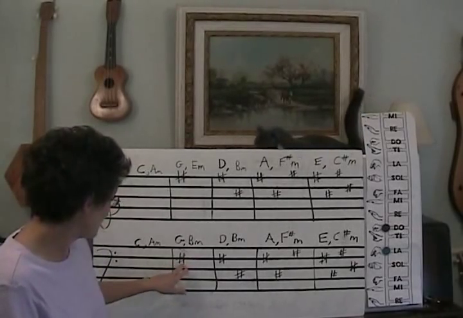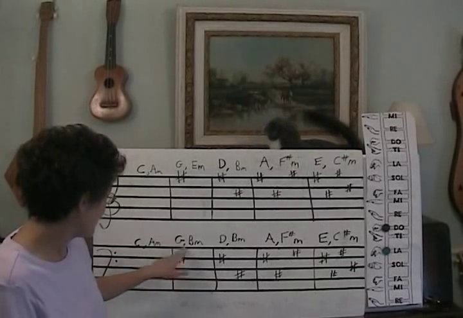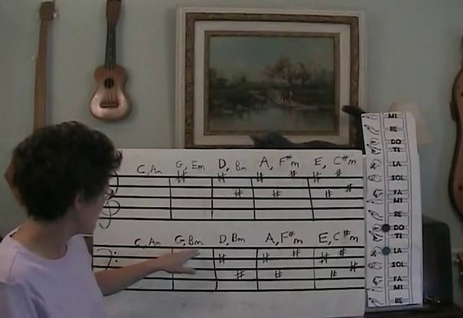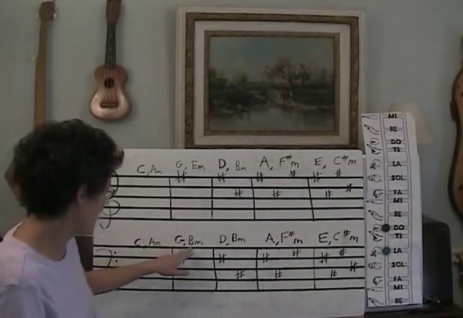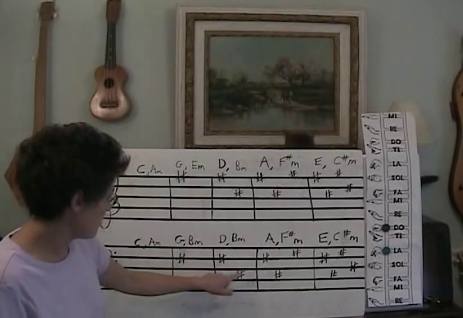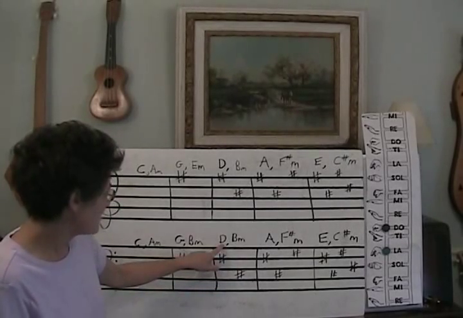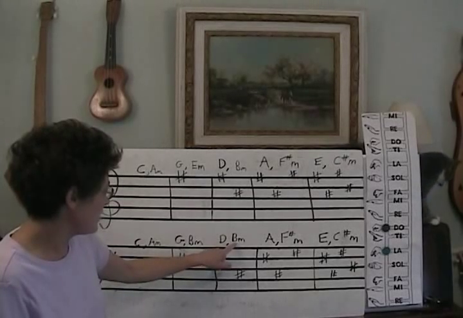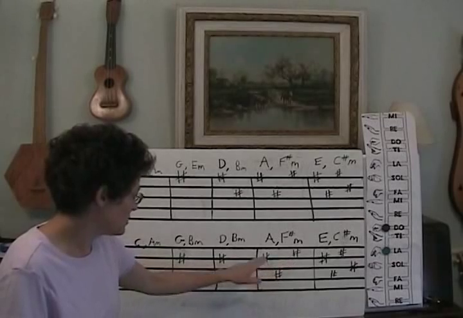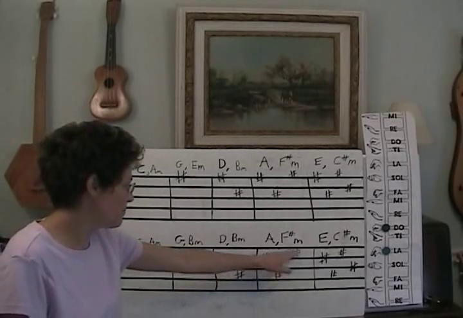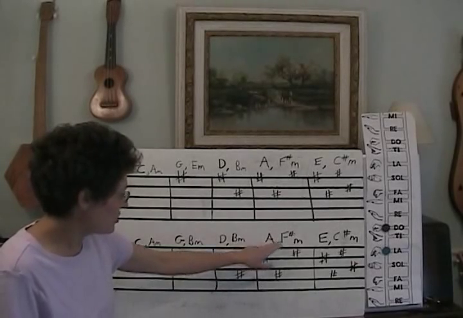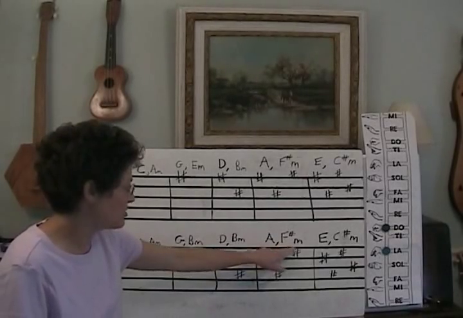Our next one has one sharp, F sharp, and we go up a half step to get our tonic for the major, which is G, G major, and we go down two steps and we have E minor. Then we have two sharps, F sharp and C sharp, C sharp to D, that's our tonic, and we have the relative minor of B minor. Then we have three sharps, F sharp, C sharp, and G sharp. We go up a half step to A, and that's our major. Our relative minor is F sharp minor.